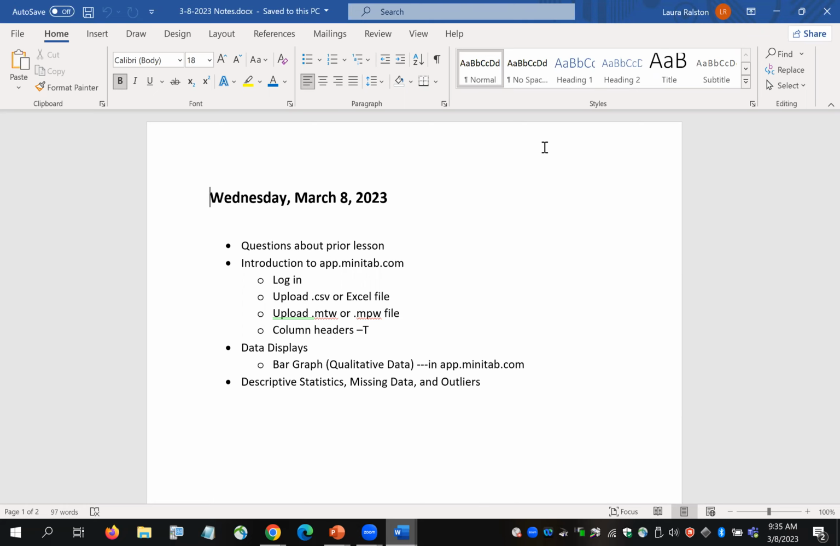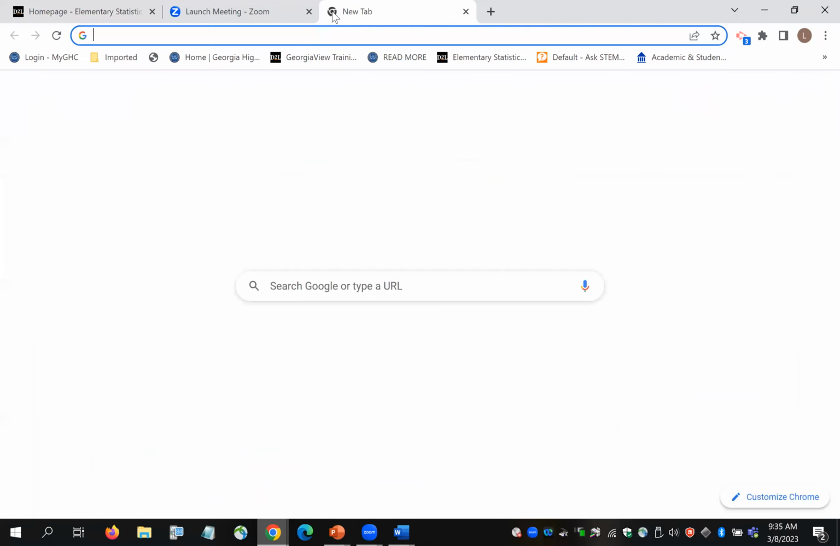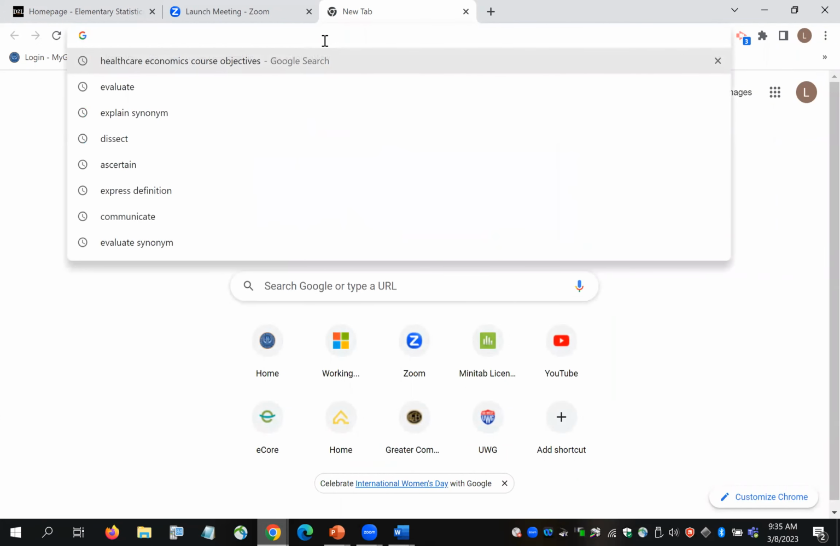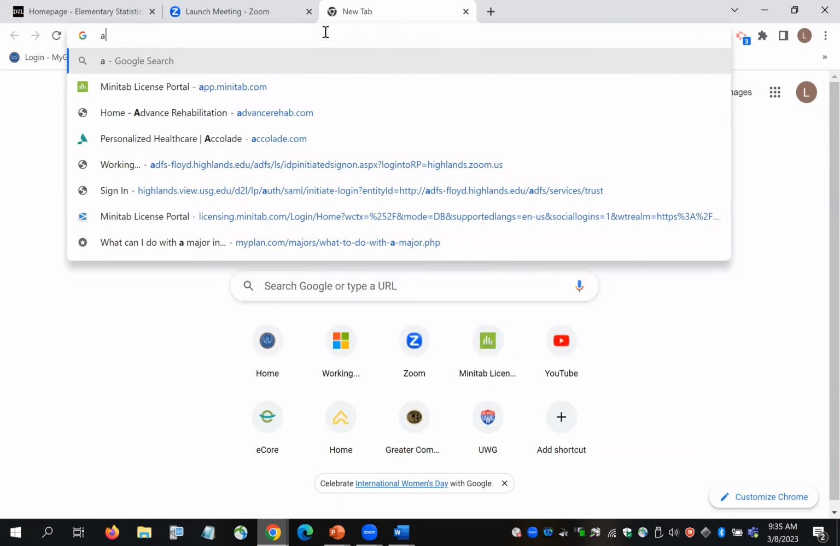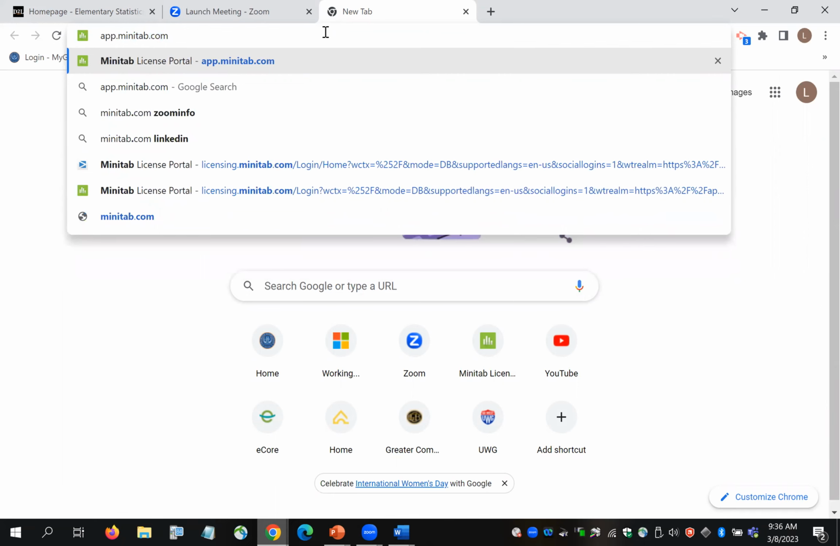You should have, through Georgia Highlands College, free access to Minitab. So I'm going to go over to Google Chrome, which is the recommended browser for Minitab. In the address bar, I'm going to type app.minitab.com. You would do the same thing on your personal device.